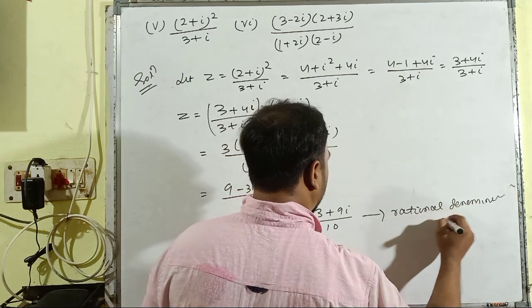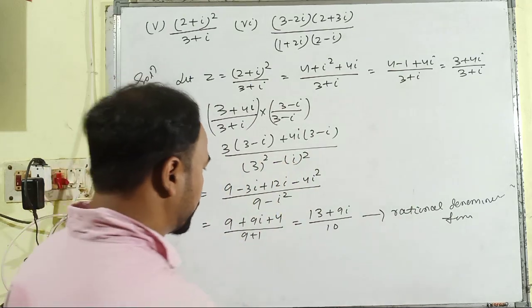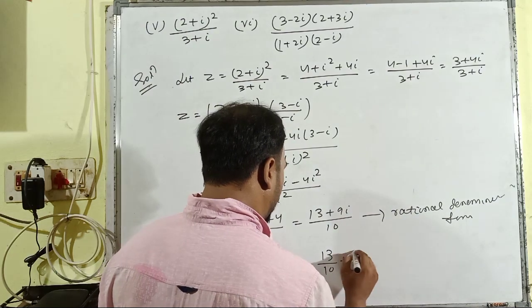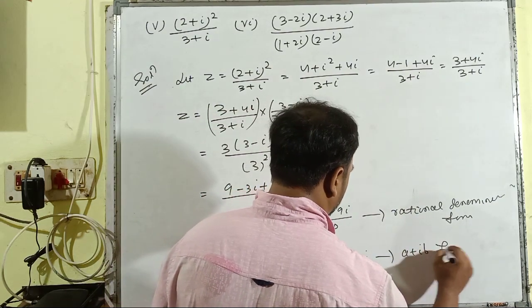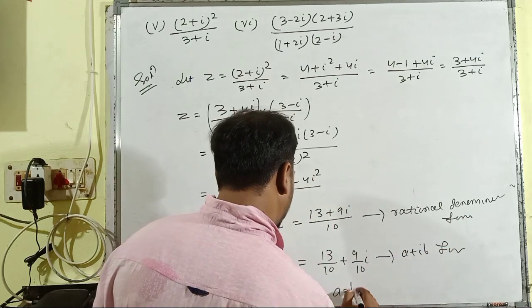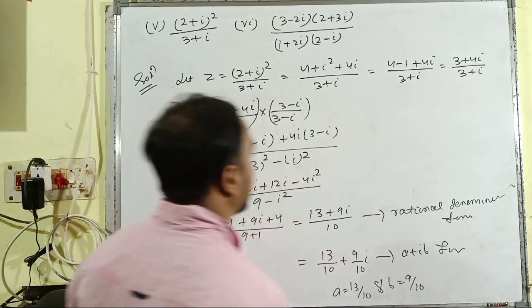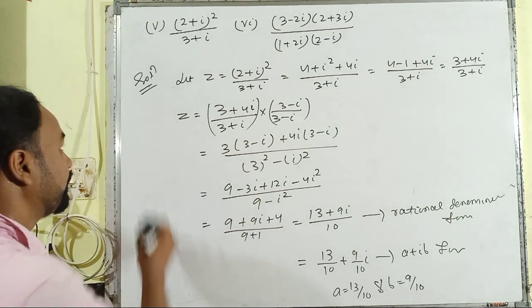Rational denominator form. And then we have to go for one more step so that it will be converted into the a plus ib form. And here a is equal to 13 by 10 and b is equal to 9 by 10. So it is all about the solution of the fifth bit of this example. Then let us move towards the last bit of this example.